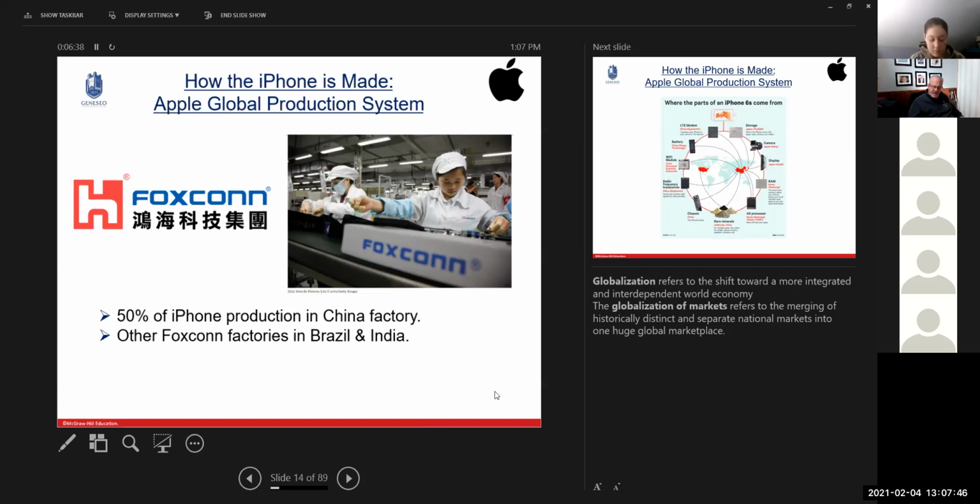Now, Foxconn is a global corporation, a contract manufacturer, and they work with many companies. They're a CMO, a contract manufacturing organization. They are one of the leaders and clearly focused on consumer electronics. They have facilities in other parts of the world, Brazil, India, and other places as well.